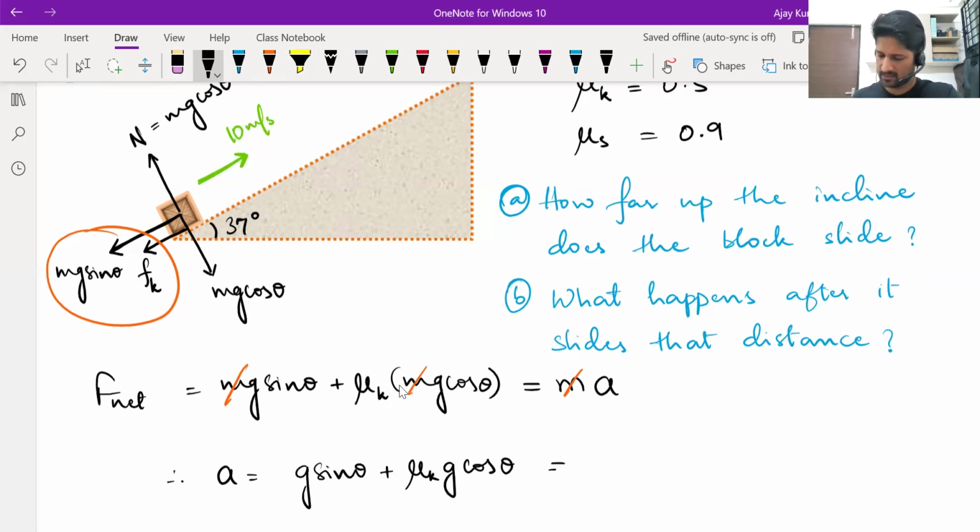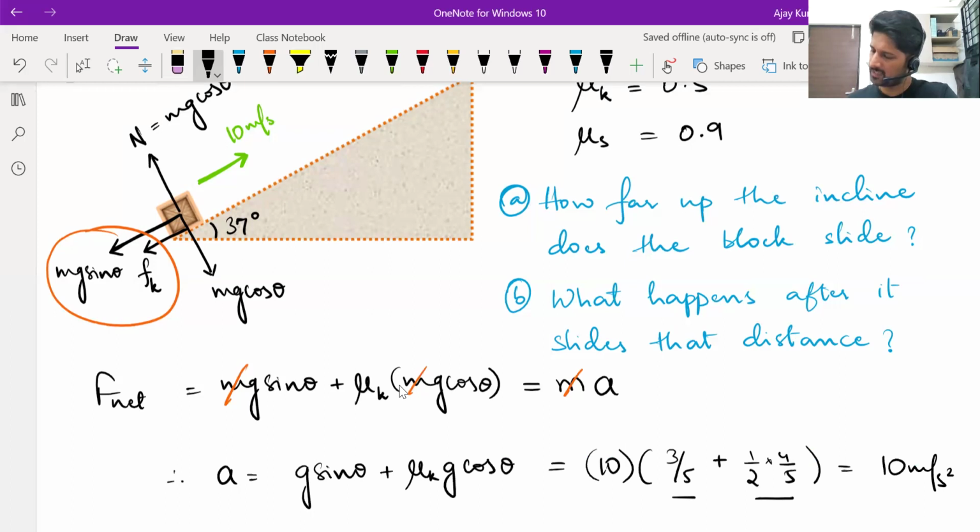Substitute the values. g is 10. We can take it common. Sine theta, sine 37 is 3 by 5, plus mu k is given 0.5, that is 1 by 2. Cos theta is 4 by 5. Now 1 by 2 into 4 by 5 is 2 by 5. 3 by 5 plus 2 by 5 becomes 5 by 5, that is 1. So the acceleration here is 10 meters per second square. We'll take a minus sign because it is opposite to the initial velocity.